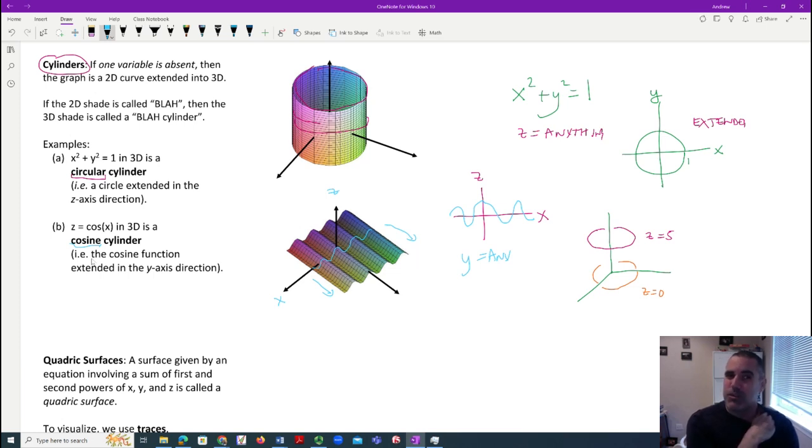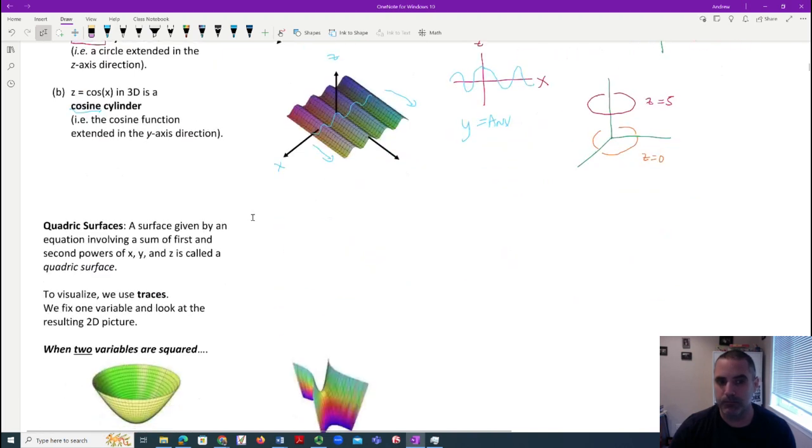Any question where there's a variable missing, cylinder. Okay, so that's one general shape that's nice to know. Okay, now we're going to talk about situations where all three variables are present.